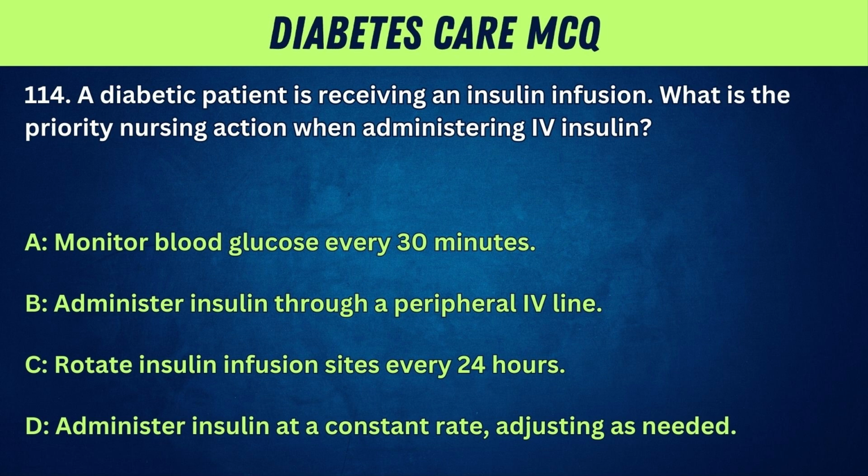114. A diabetic patient is receiving an insulin infusion. What is the priority nursing action when administering insulin? A. Monitor blood glucose every 30 minutes. B. Administer insulin through a peripheral line. C. Rotate insulin infusion sites every 24 hours. D. Administer insulin at a constant rate, adjusting as needed.